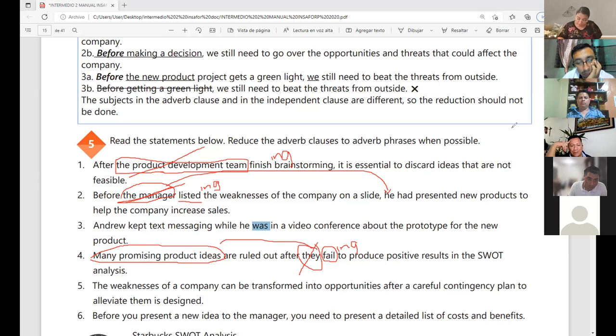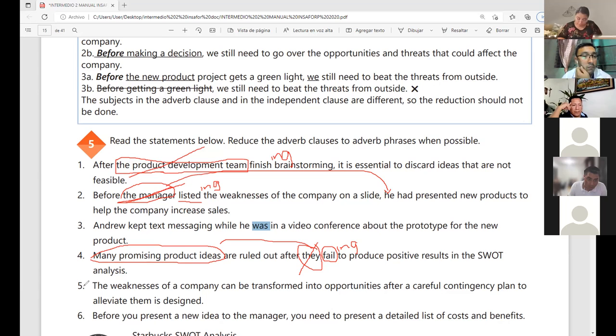Okay, exercise number 5. The weaknesses of the company can be transformed into opportunities after a careful contingency plan to alleviate them in design. Do you think we can reduce here in number 5? No, we can't, because there is only one sentence. We don't have two subjects. No podemos reducir porque únicamente hay un sujeto. Okay, so it is like that.